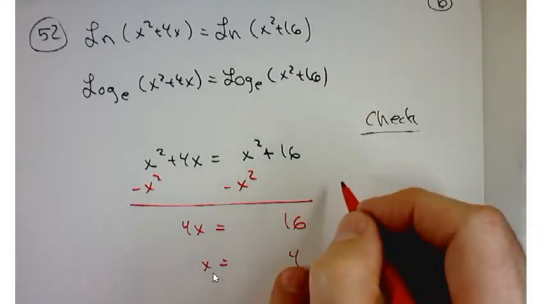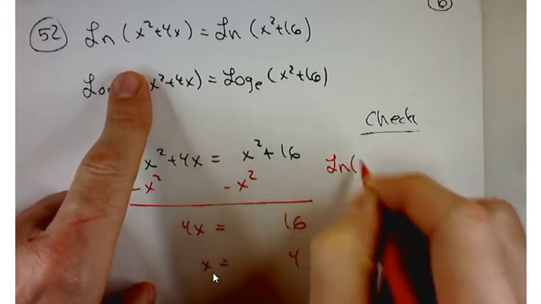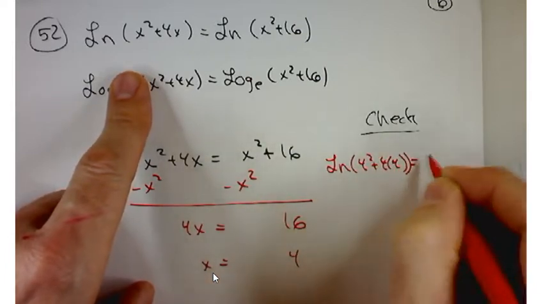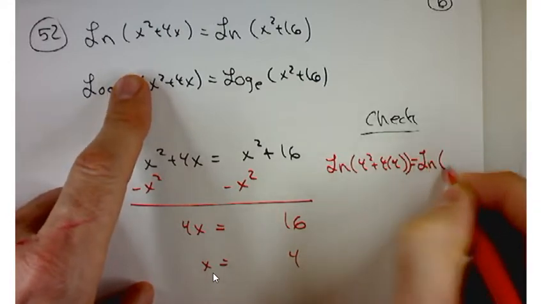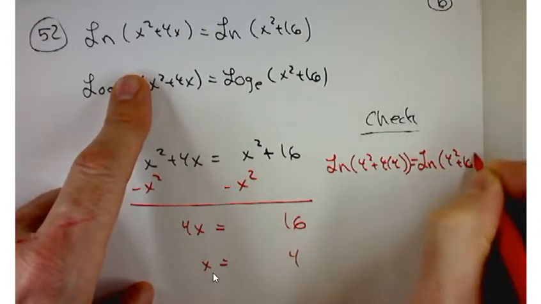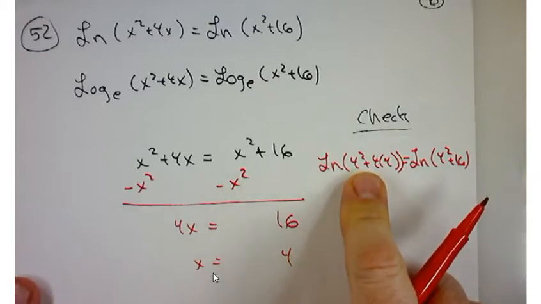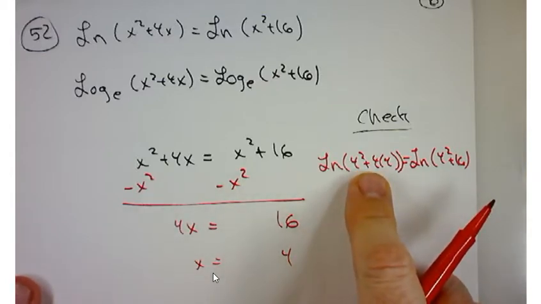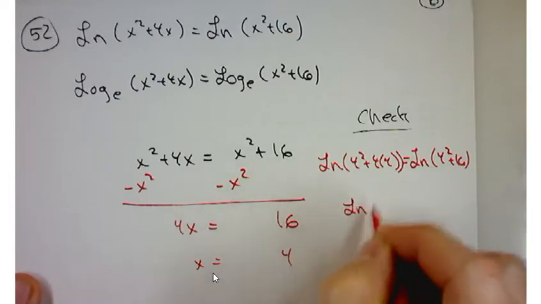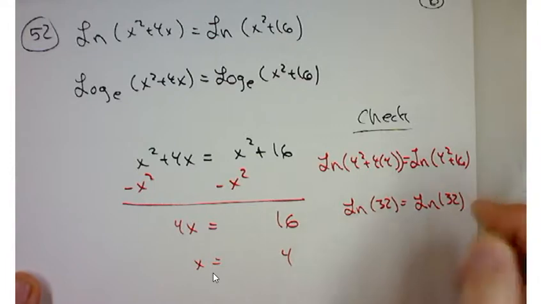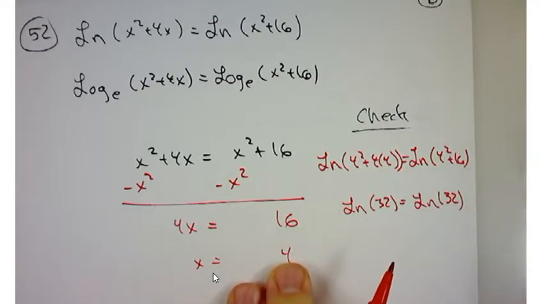It'd be the log of 4 squared plus 4 times 4, and the log of 4 squared plus 16. Now, the big thing is that they're both positive, right? But there's a bonus here. You get ln of 32 equals ln of 32. So not only are you proving that you don't have an extraneous solution, but you're proving that it actually works. This is actually the solution.